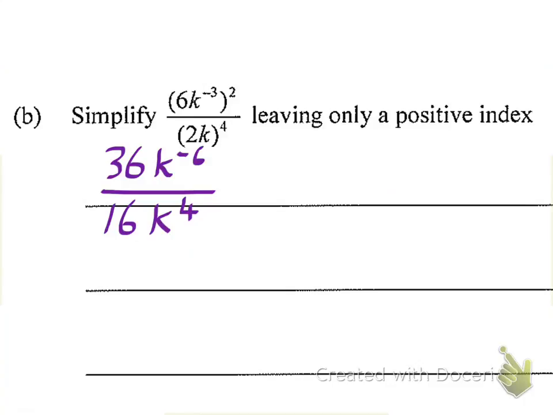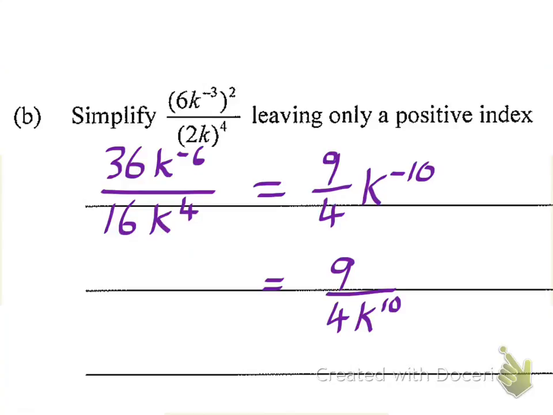36 over 16, simplify that. And we know we subtract our powers, so negative 6 minus 4 is negative 10. And you'll all know that a negative power becomes positive when you put it downstairs. And that was less painful than going to the dentist.